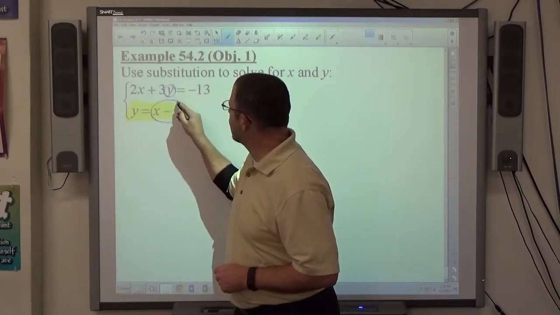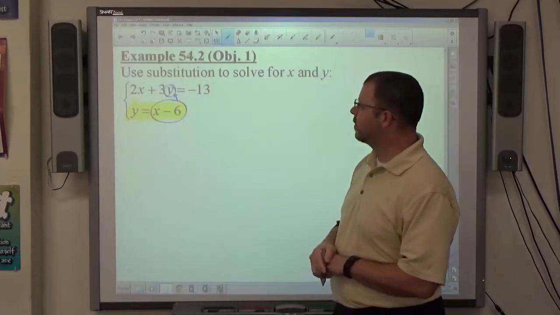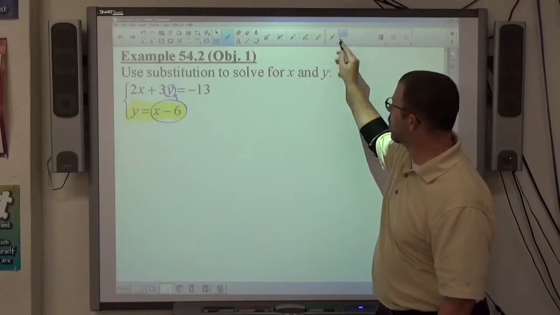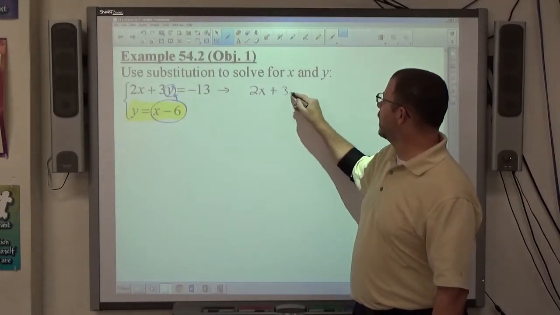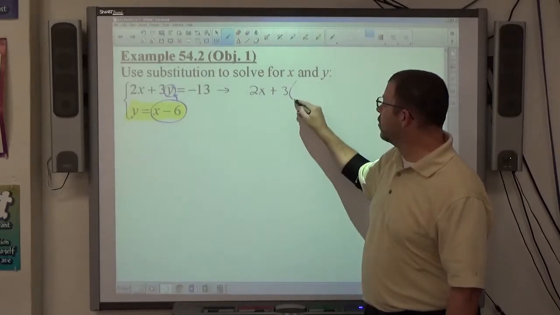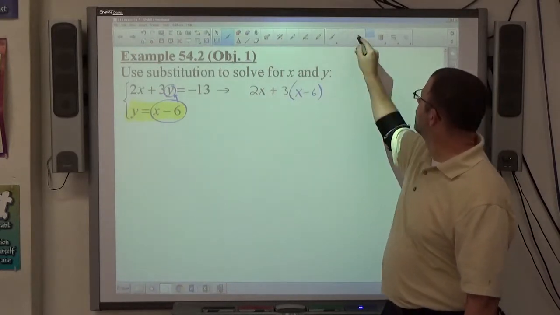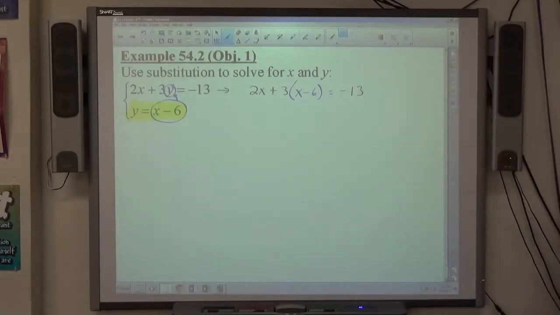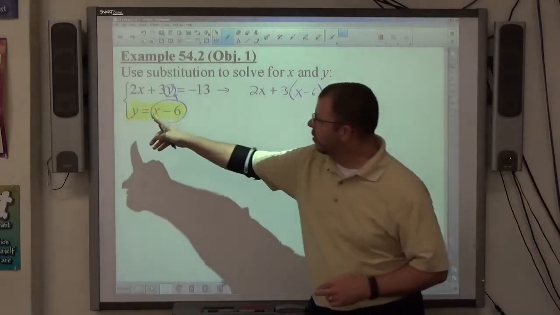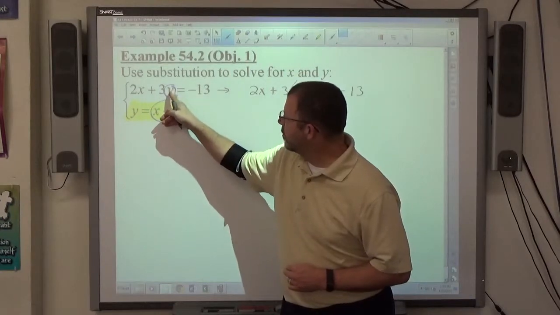So I'm going to go up here and change that y to an x minus 6. So the top equation transforms from what it is to 2x plus 3 times the new y, which is x minus 6, equals negative 13. So again, the substitution step is just that. These two objects are exactly the same value. This can be replaced with that.